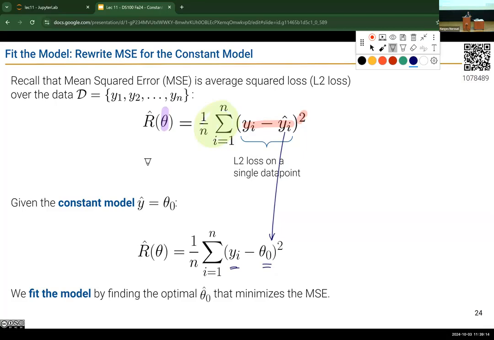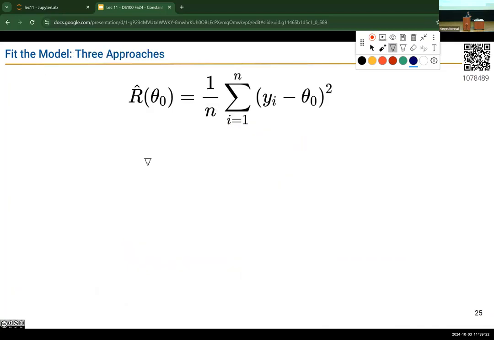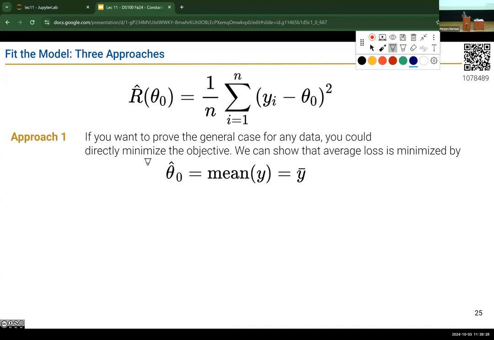And I just need to optimize this function that is parameterized by theta zero with respect to theta zero, which means that I can just use direct derivatives. So writing it again, there are different approaches that I can do it. There's one way that I can just go through calculus, just take the derivative, find the optimum point and the minimum point, and then report that minimum point as the optimum theta zero hat value.